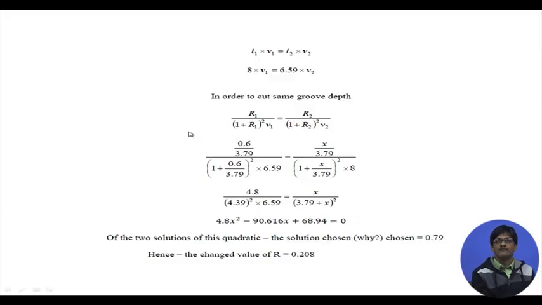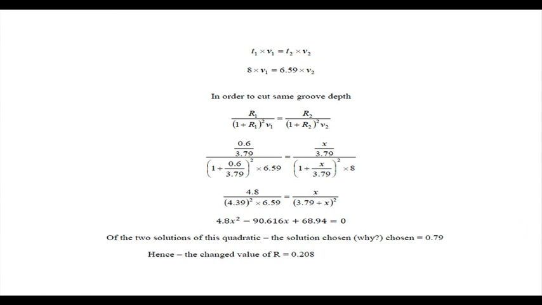So, coming back, we see that if we solve this quadratic equation, we have 4.8 x square minus 90.616 x plus 68.94 equal to 0, and if you have a quadratic equation solver, you can simply use that. Of course, if you are permitted to do that in the exam. If you are not permitted to use that, you can simply use x is equal to minus b plus minus root over b square minus 4ac divided by twice a.